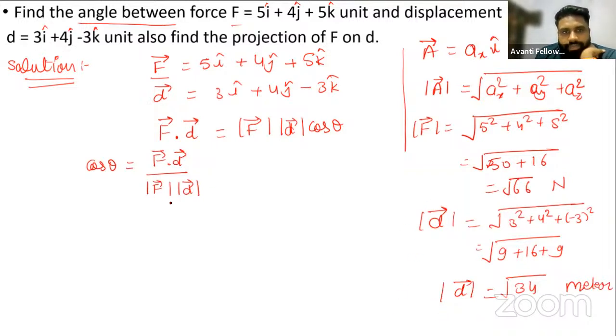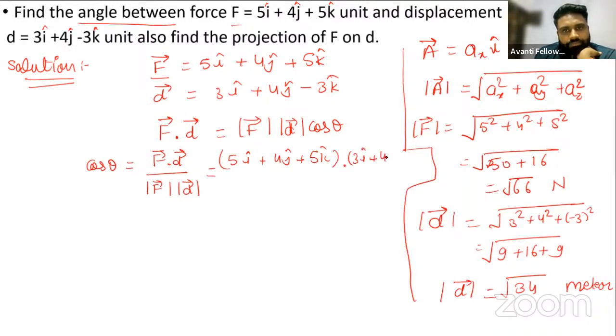Now we have both the magnitudes, only the dot product is remaining. So we can say that it is 5 i cap plus 4 j cap plus 5 k cap dot product with 3 i cap plus 4 j cap minus 3 k cap, divided by the magnitude of the force vector, which is root 66, and the magnitude of the displacement vector, which is root 34.